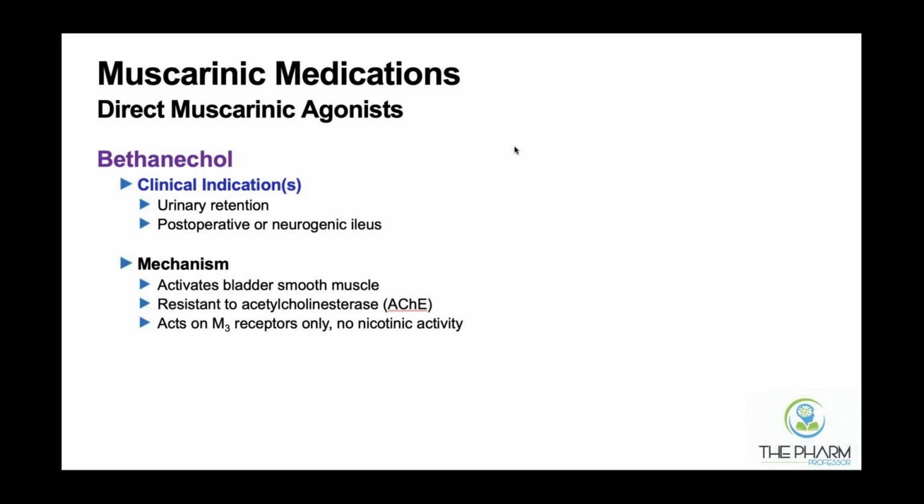So the mechanism here is it acts on the M3 receptor, it activates your bladder smooth muscle and causes you to urinate, and it's resistant to acetylcholinesterase. So what is acetylcholinesterase? Anything that has ACE in it breaks down what's before it. So penicillinase breaks down penicillin. Acetylcholinesterase breaks down acetylcholine. So this drug is resistant to being broken down by this enzyme. And with that, I will hand it off to Mr. Jeffrey Downing.